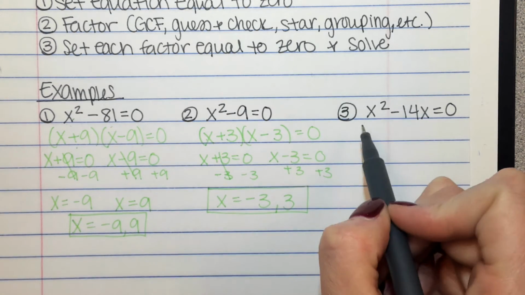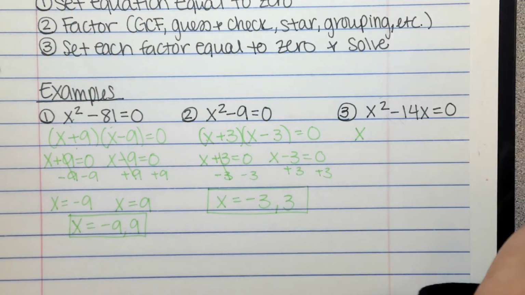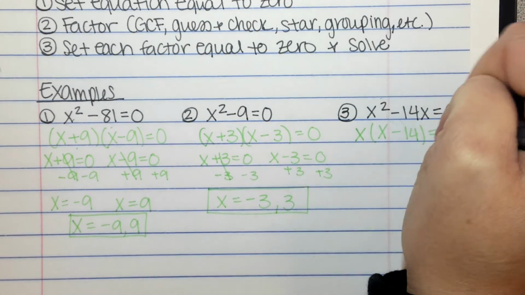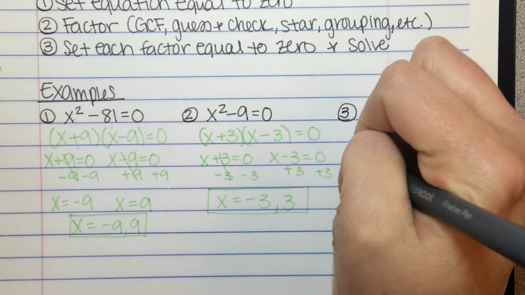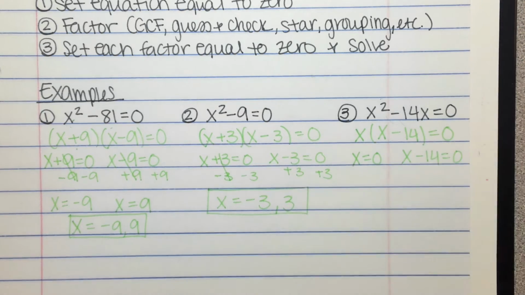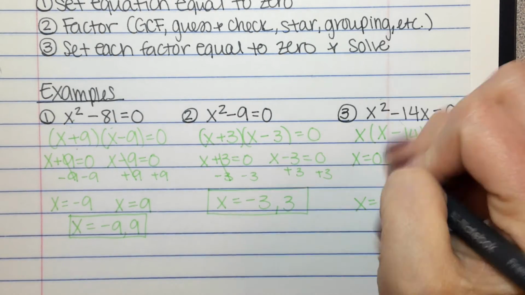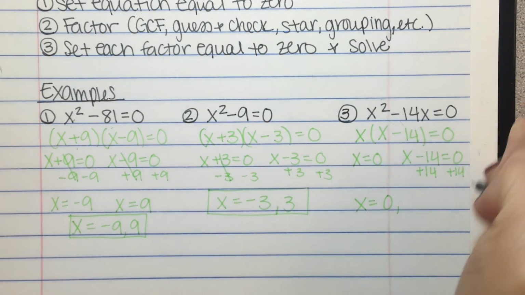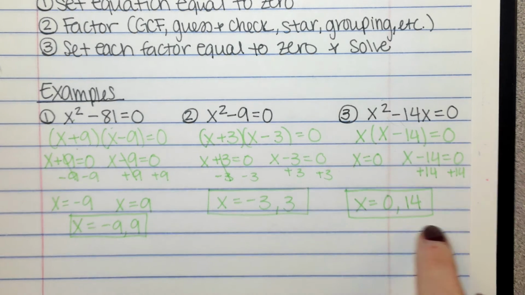Look for a GCF. We have x squared and negative 14x. I can pull out an x, and that leaves me with x minus 14 equals 0. There's nothing else I can do, so I'm just going to set each factor equal to 0. So x equals 0, and x minus 14 equals 0. This one's easy. It's just 0 already. This one you add 14, and you get x equals 14. So there your 2 solutions are 0 and 14.